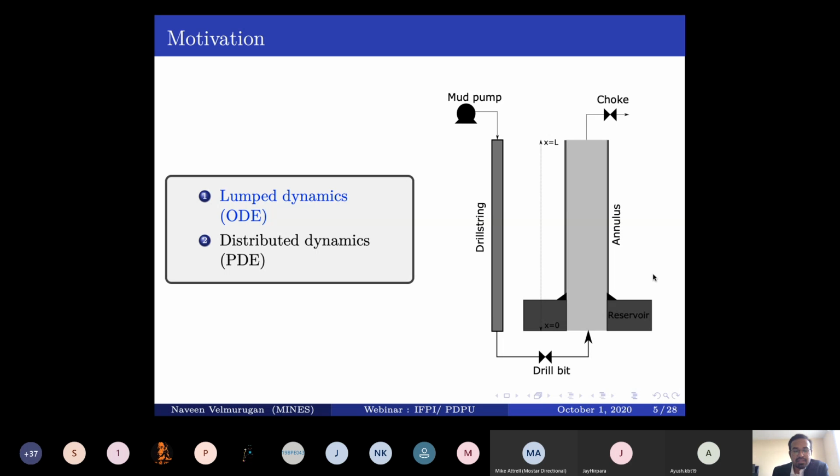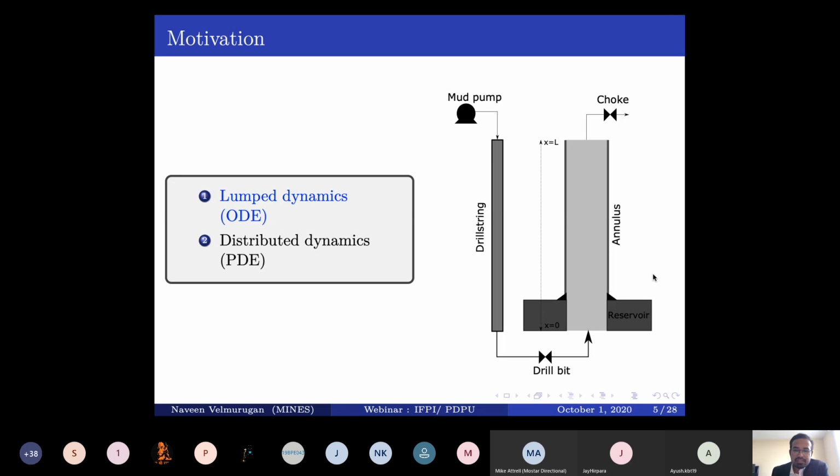The approximation, the ODE or lumped dynamics, is, as the name says, instead of distributing your dynamics throughout the flow path or throughout your system, you're lumping it into specific points or specific locations. So lumped dynamics is already an approximation of your distributed dynamics. ODE here is the ordinary differential equation. You can always approximate a partial differential equation into an ODE, but since it is an approximation, you will always lose some of the dynamics.